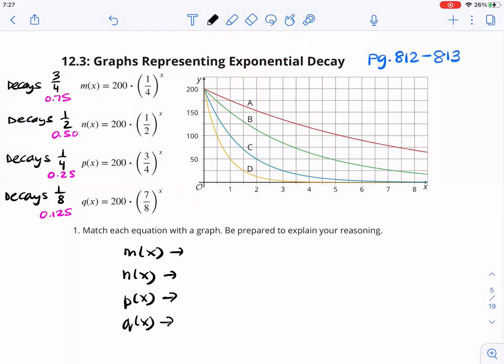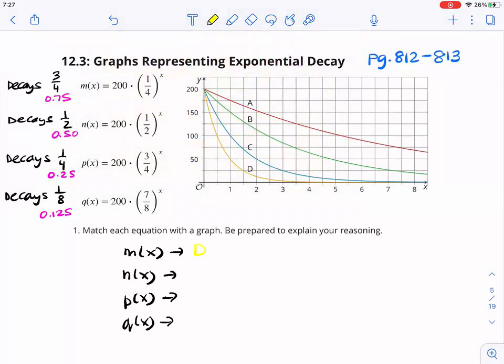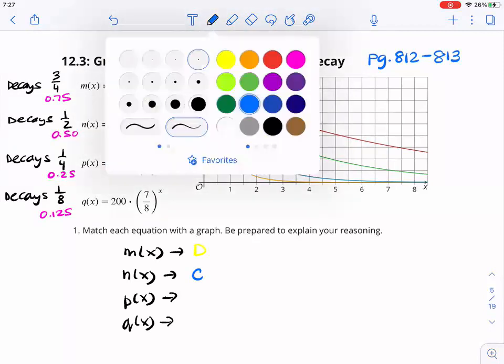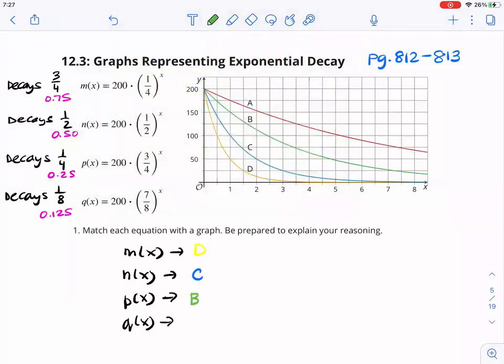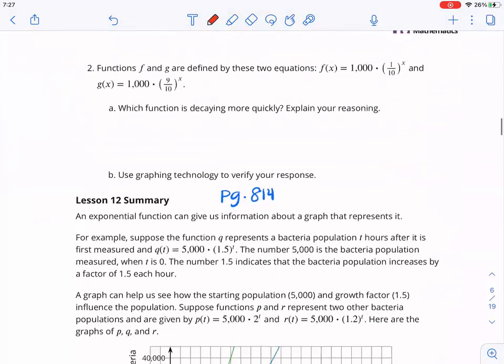So M decays the fastest, so that's actually going to be graph D. And then N is going to decay the next fastest, so that's going to be C. P decays the next fastest, so that's going to be B. And then Q has actually the smallest decay factor, so that's going to be A. And there's a lot of problems on your homework that will help practice this. Let's look at number 2.